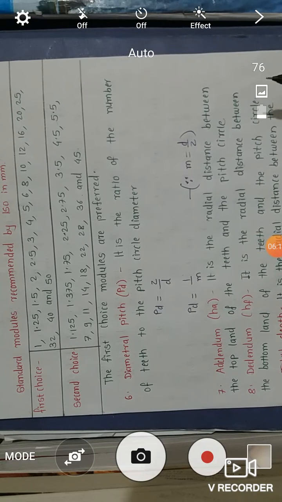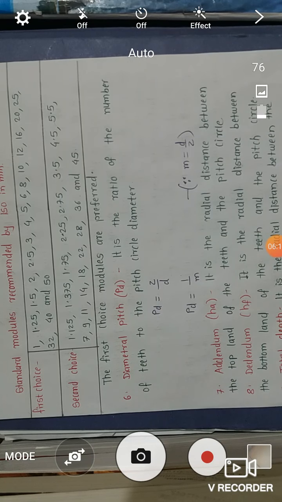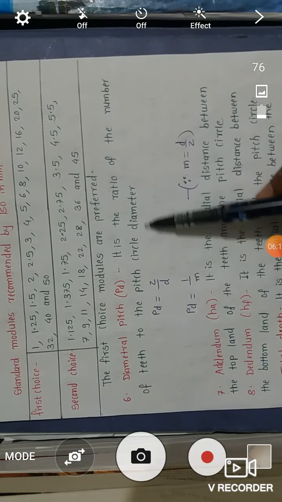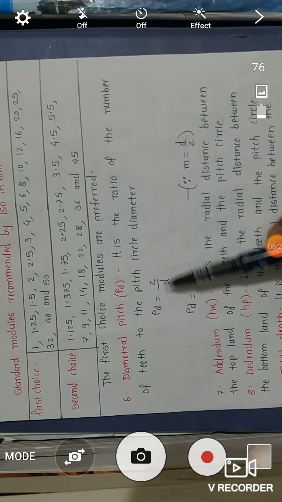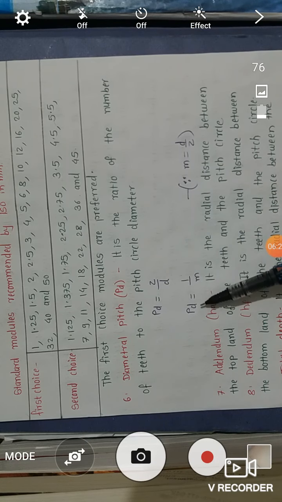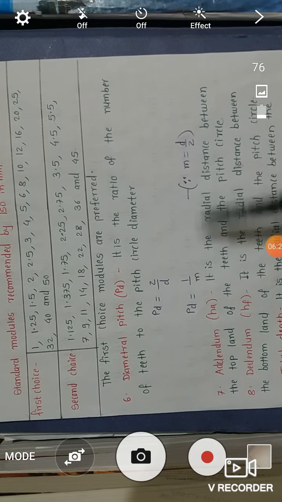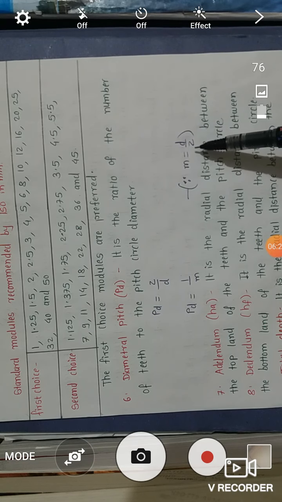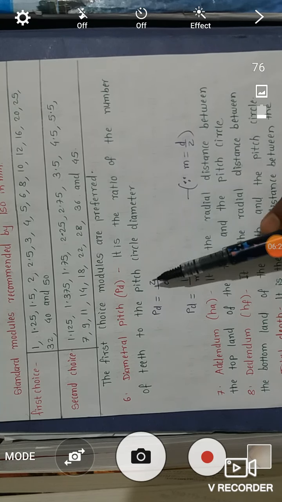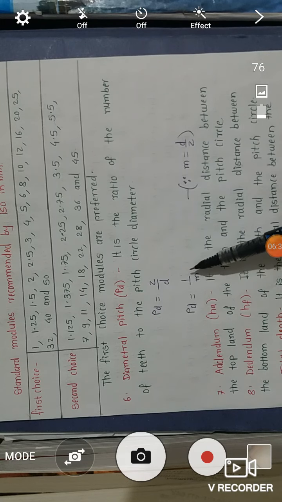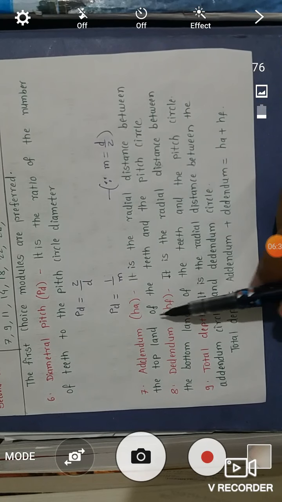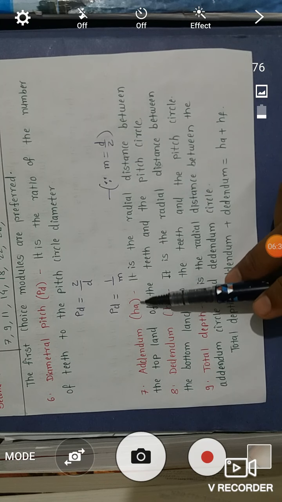Next is diametral pitch, that is PD. It is the ratio of the number of teeth to the pitch circle diameter, that is PD is equal to Z upon D. PD is equal to 1 upon module, because module is equal to D upon Z. So substituting M in place of D upon Z, PD, that is diametral pitch, is equal to 1 upon module.